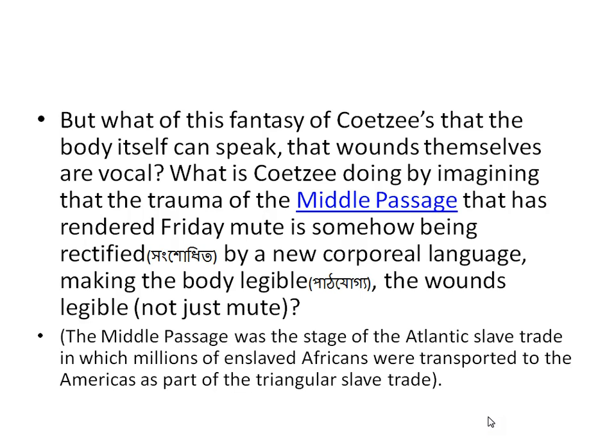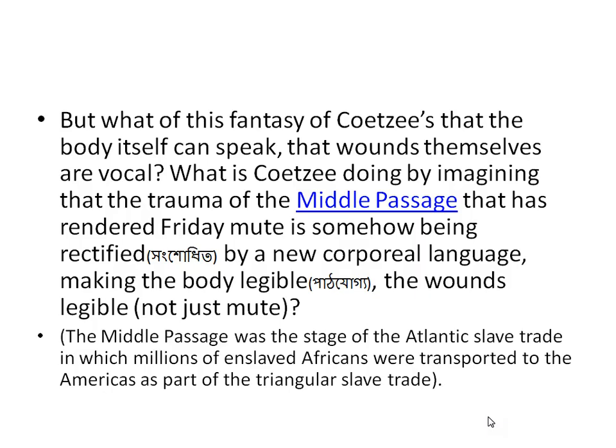What is Coetzee doing by imagining that the trauma of the Middle Passage, that has rendered Friday mute, is somehow being rectified by a new corporal language? Corporal language means bodily language. Corporal means bodily. Corporal language.